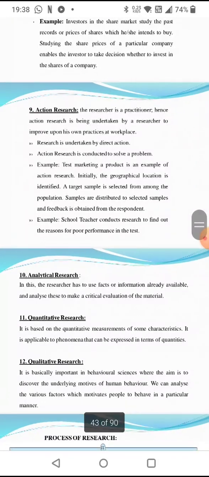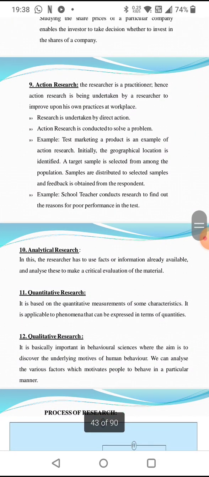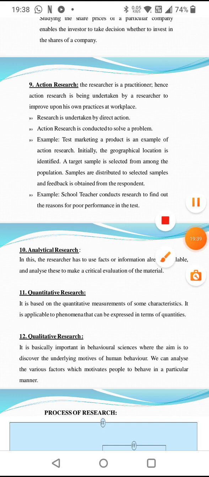Next is the action research. The researcher here is a practitioner, hence action research is being taken by a researcher to improve upon his own practices or own actions. Research is undertaken by direct action. Action research is conducted to solve a problem. For example, test marketing a product is an example of action research. Initially, the geographical location is identified. A target sample is selected from among the population. Samples are distributed to selected samples and feedback is obtained from the respondents.